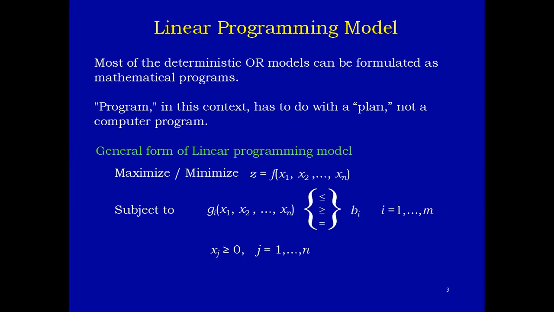So the whole general form of a linear programming model consists of three parts. One is the objective function, maximize or minimize z. Then m equations with n decision variables, called constraints, and the last one, non-negativity restrictions. These three parts combined are called the general form of a linear programming problem.